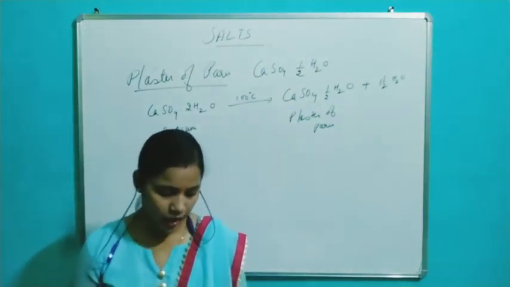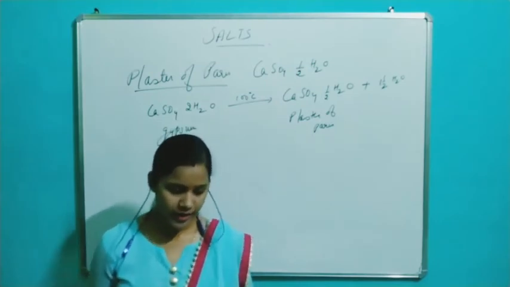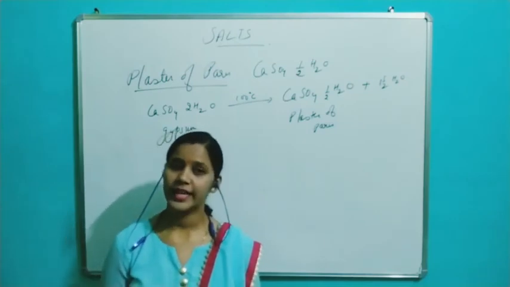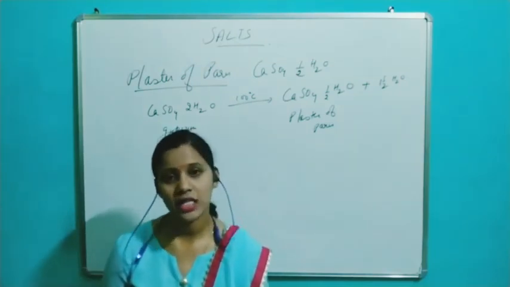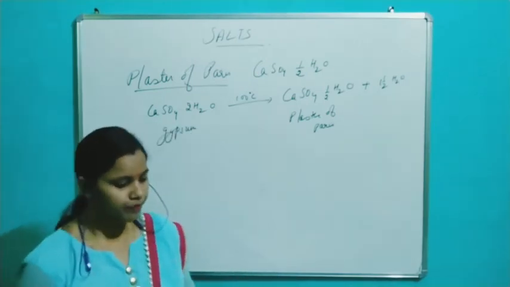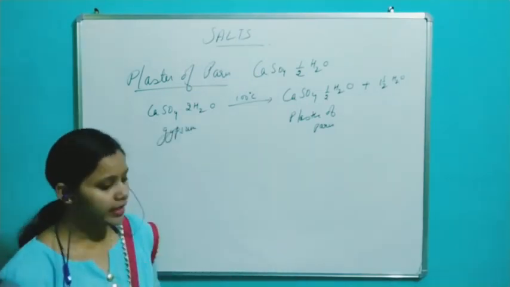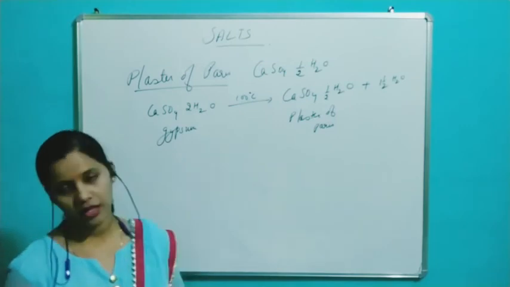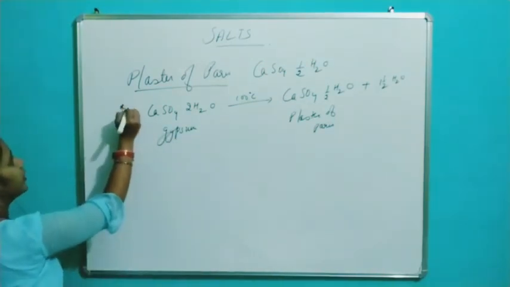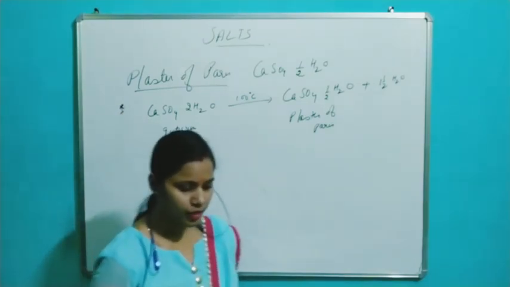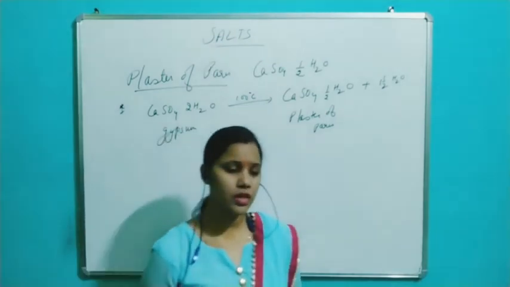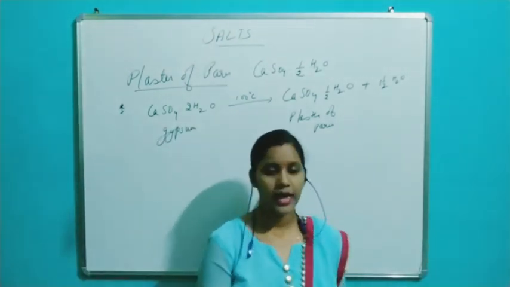The property of plaster of Paris is that it is a white powder and it has a remarkable property of setting into a hard mass, and that is why it is generally used for medicinal purposes. Plaster of Paris is also used for making toys, decorative items, etc. This is also an important question for board purposes. So here we have completed the lecture part of this second chapter, acids, bases and salts.